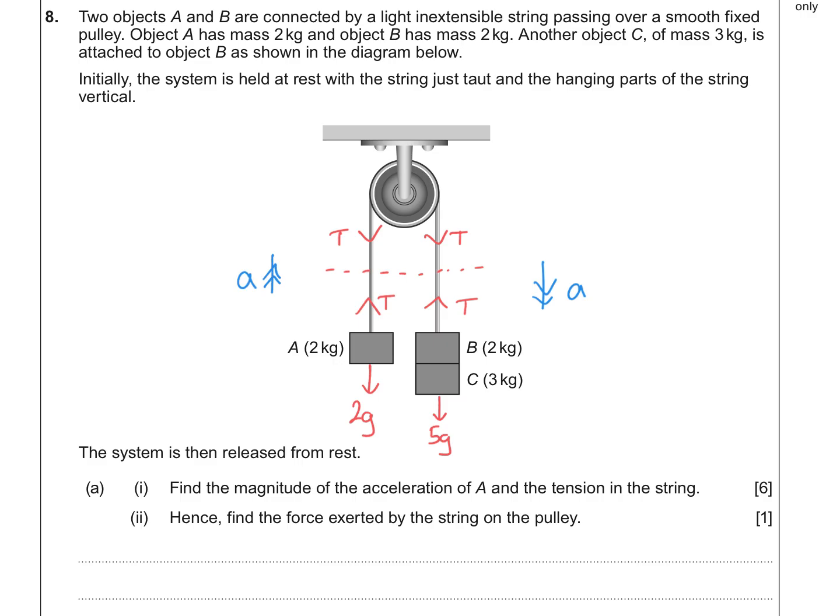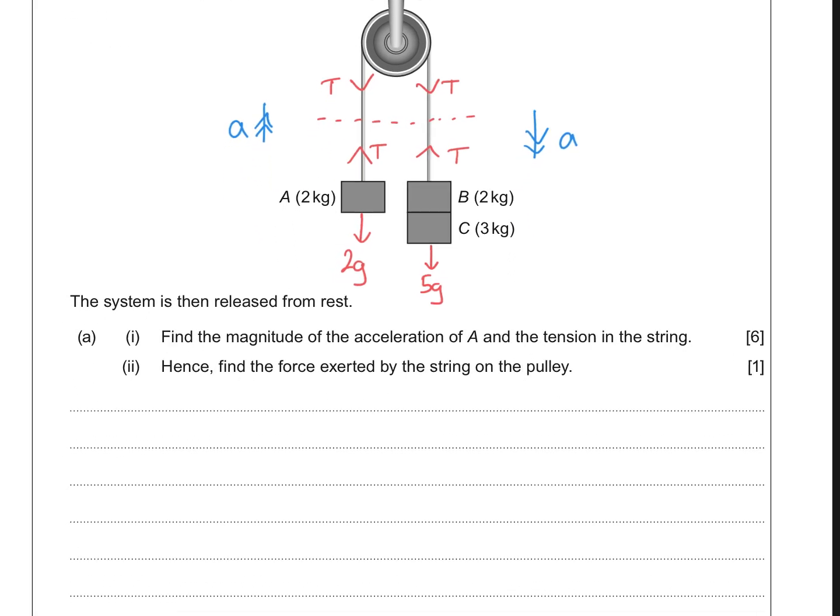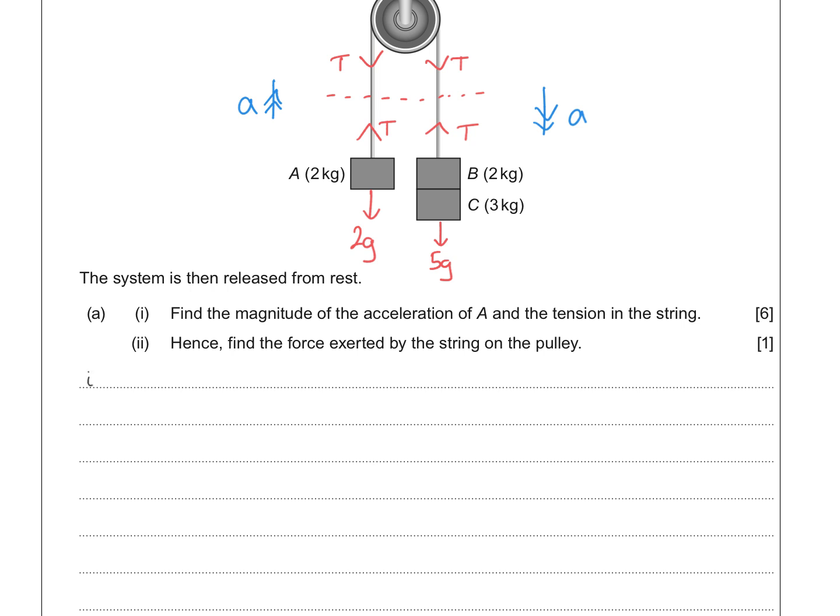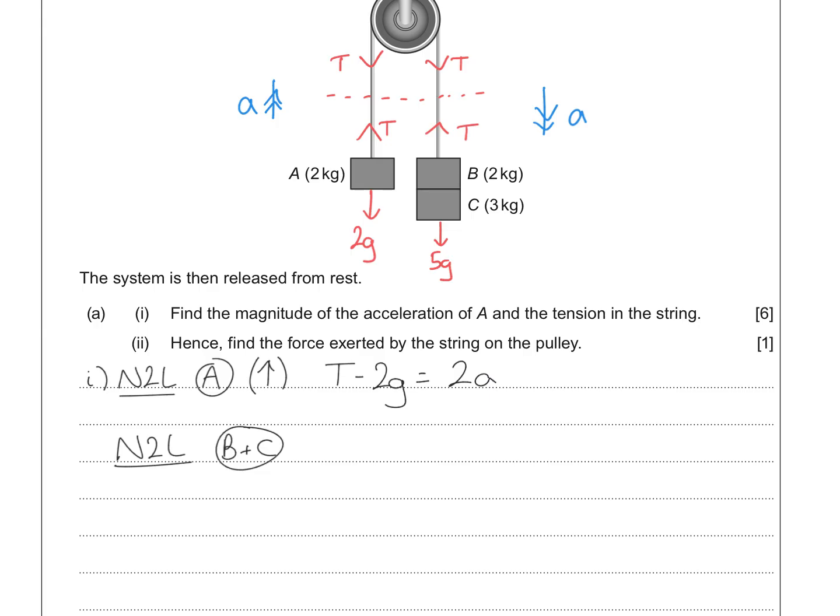So if we look at all that, yeah, we've got our diagram all labelled up. Find the magnitude of the acceleration and the tension in the string. So this is a very, very standard question now. So I'm going to apply Newton's second law to particle A, and I'm going to take the direction of acceleration as positive. So that means I've got T minus 2g equals 2a. No more I can do with that. Newton's second law on B and C, and I'm going to take down as positive to be consistent with what I just did. And so now I've got 5g minus T equals 5a.